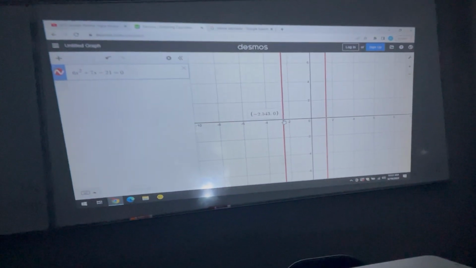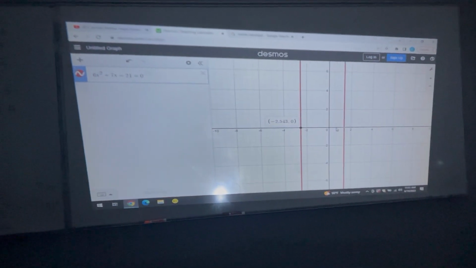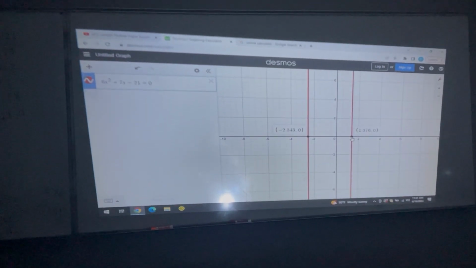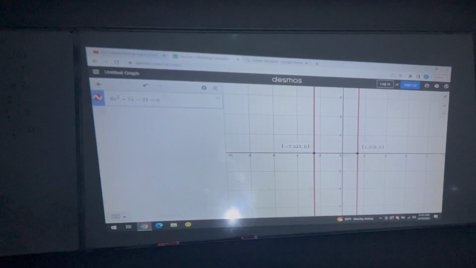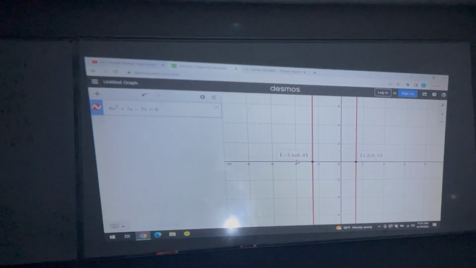These are not rational roots, these are irrational roots. They are approximating them with these decimal numbers, but they are definitely irrational roots.